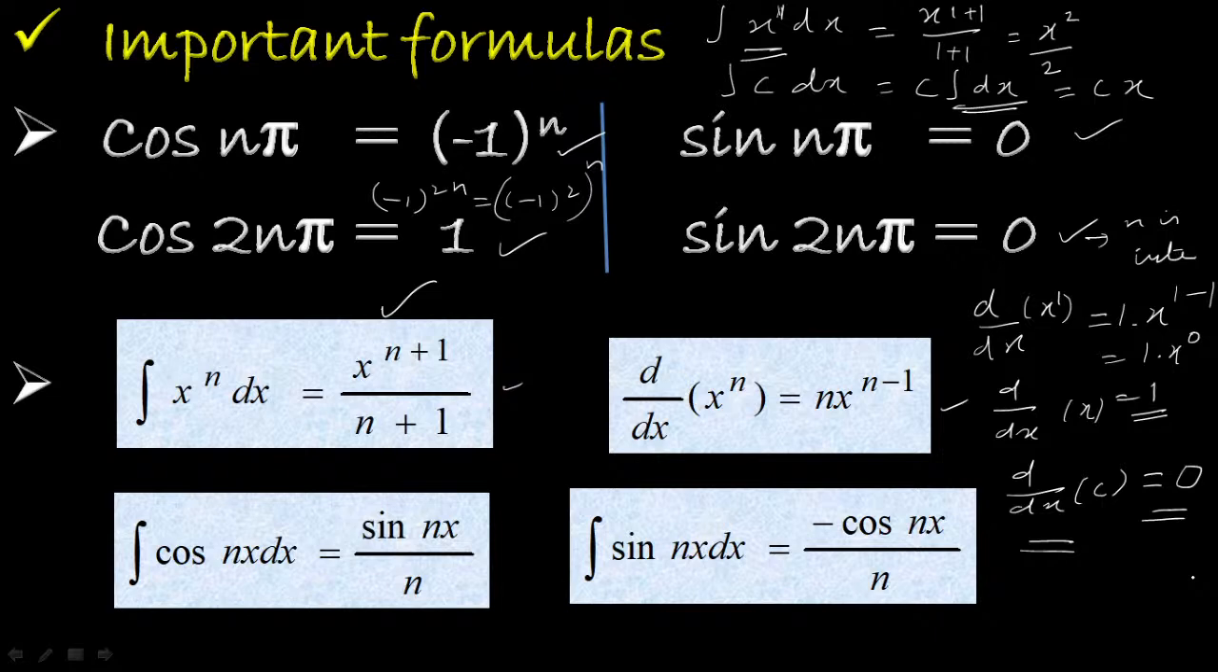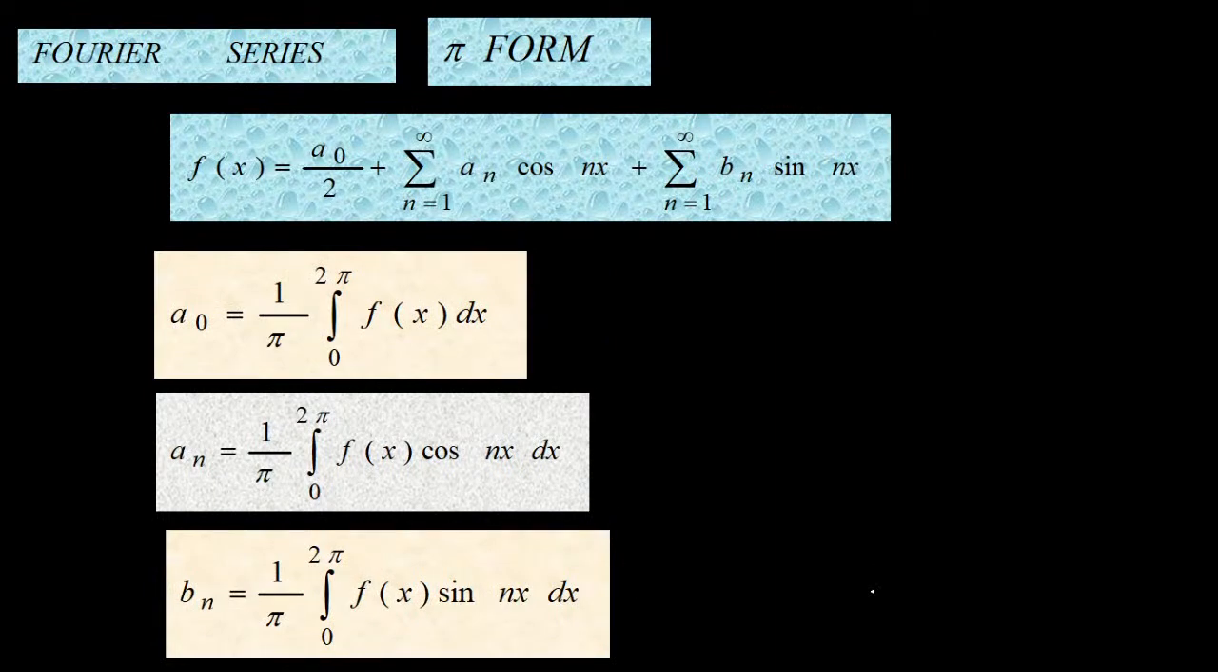Now next one, integral cos nx dx is equal to sin nx divided by n, and integral sin nx dx is equal to minus cos nx divided by n. These are formulas. These two formulas you have to remember. This is what we are going to use in calculating the Fourier coefficients. Now, for this short revision about the important formulas, let me now enter into the problem.